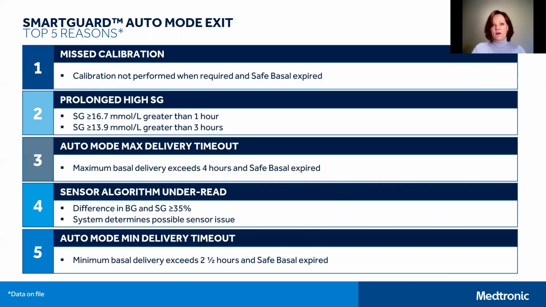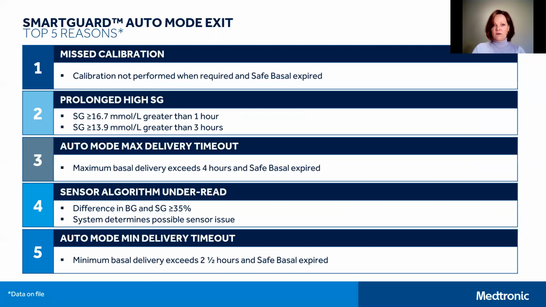These are the top 5 reasons for an auto mode exit into manual mode. Most of these exits can be easily rectified by doing a blood glucose and or calibration to resume auto mode function. The first auto mode exit reason is missed calibration, which means that a calibration has been requested but not yet entered. Since the calibration has not been performed and the 90-minute safe basal time frame has expired, the pump will exit you to manual mode until you're able to provide a calibration.